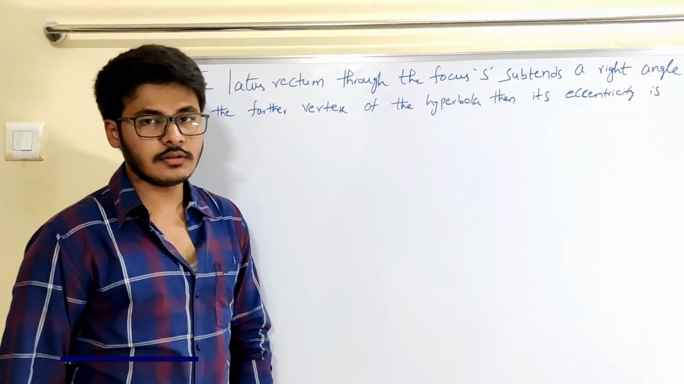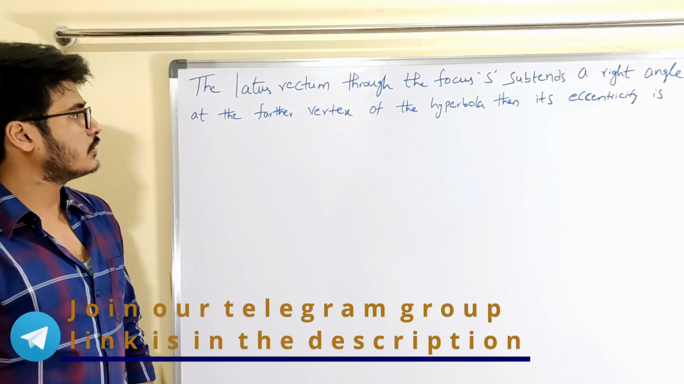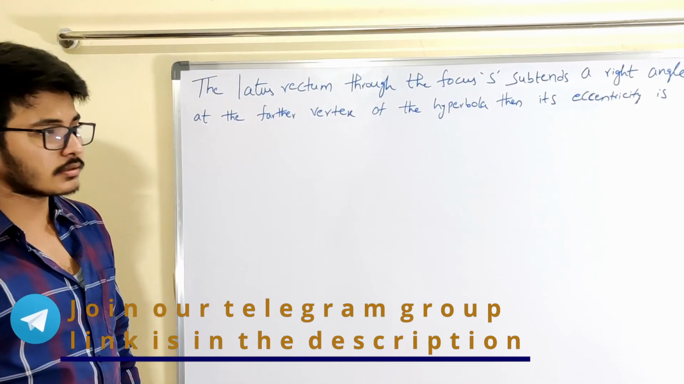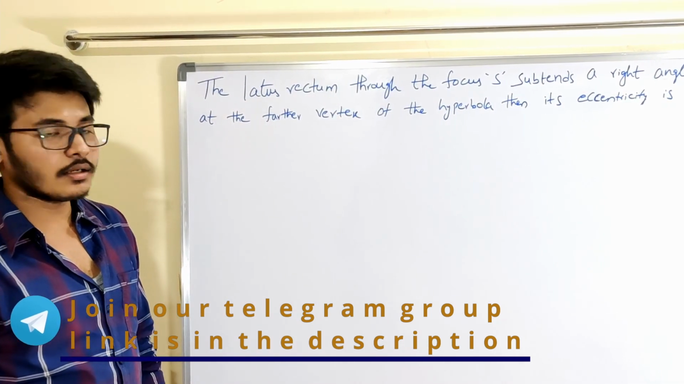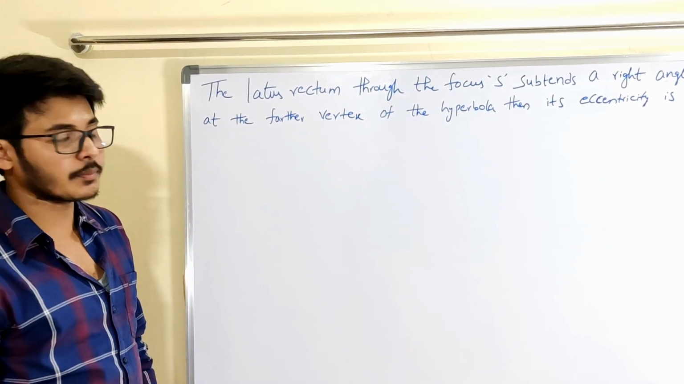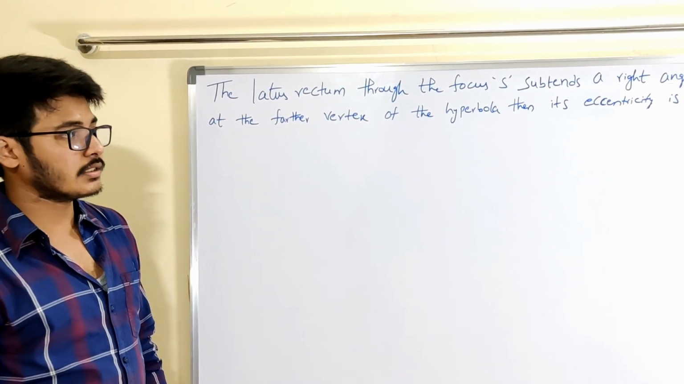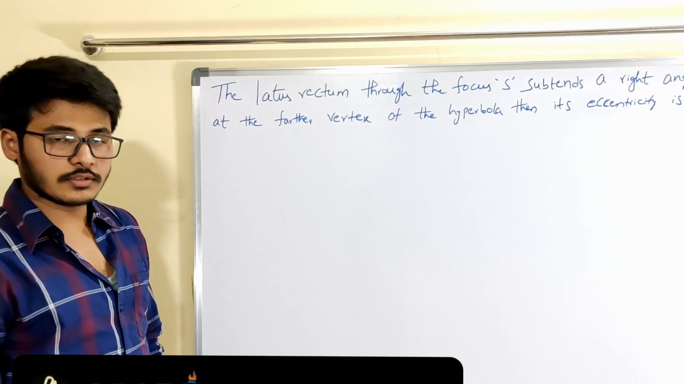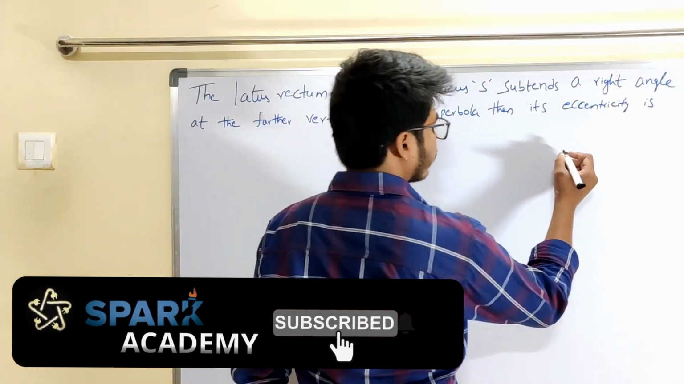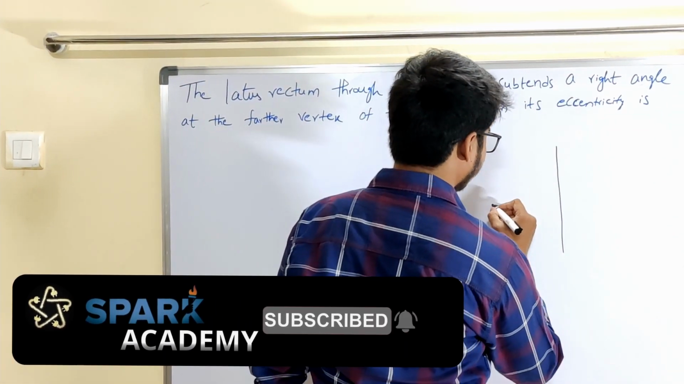Now we will see one more question. Here the question given is, the latus rectum through the focus S subtends a right angle at the farther vertex of the hyperbola, then its eccentricity is. Now we will see how to solve this question. First we will draw the hyperbola.